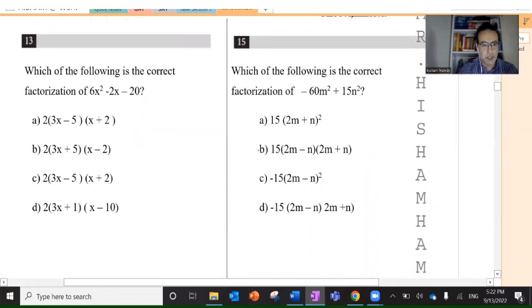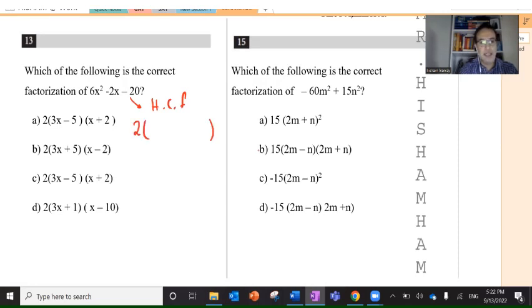Question number 30. 6x squared minus 2x minus 20. First, I will take the highest common factor between them, which is 2. 6x squared divided by 2 is 3x squared. Negative 2x divided by 2 is negative x. Negative 20 divided by 2 is negative 10. Inside, I will open two brackets. 3 is a prime number, so it's 3x and x.